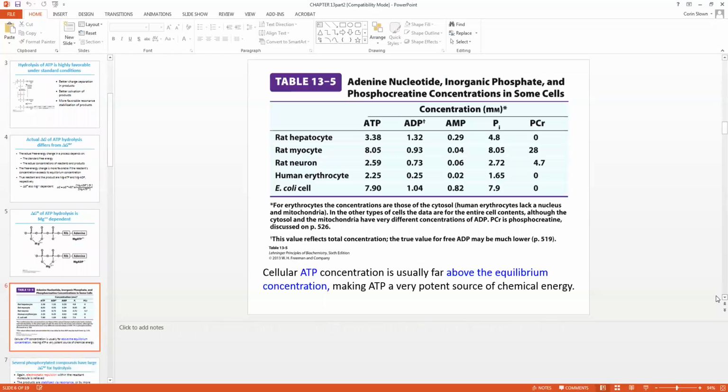If you look at table 13-5, this shows you hepatocytes, myocytes, neurons, erythrocytes, and E. coli cells and the relative concentrations of ATP, ADP, and AMP. So if you think about this, cellular ATP concentration is usually going to be very far above the equilibrium concentration. So ATP is going to be a very potent source of chemical energy in virtually all cells.